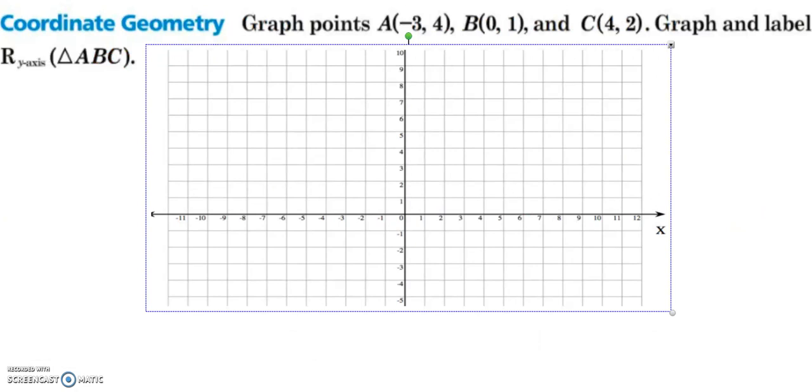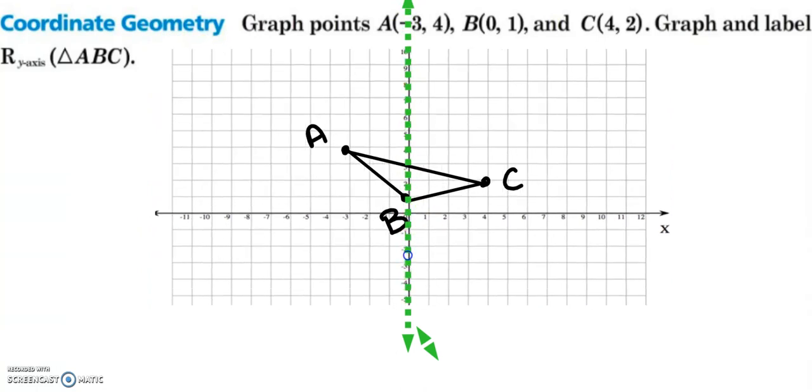So in this problem, we're going to graph this triangle, and we're going to reflect it over the y-axis. First I'm going to graph my points. A is at -3, 4. B is at 0, 1. And C is at 4, 2. Okay, connect the dots. I've got my triangle. Now I'm going to do the reflection over the y-axis, so I'm going to draw and label my y-axis.